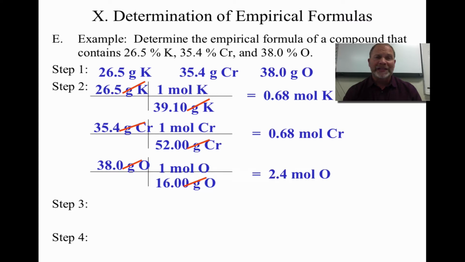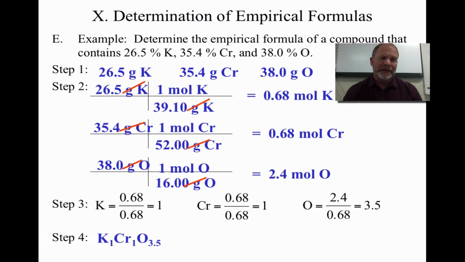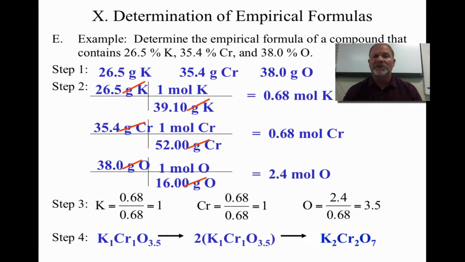Now, my lowest answer is 0.68. So I'm going to divide everyone back through by 0.68. That's my step 3. And so I see my potassium and chromium both end up as 1, but my oxygen ends up as 3.5. Now I know in this formula I can't say KCrO3.5, it has to be a whole number. So I'm going to multiply through by 2. If I distribute through by 2, it's going to end up as K2Cr2O7, which is potassium dichromate.